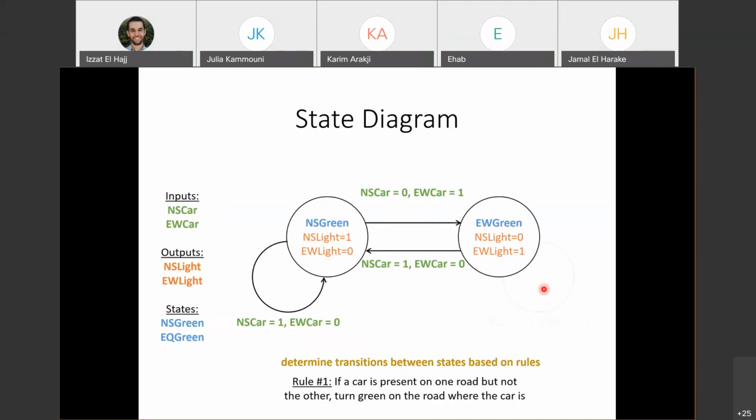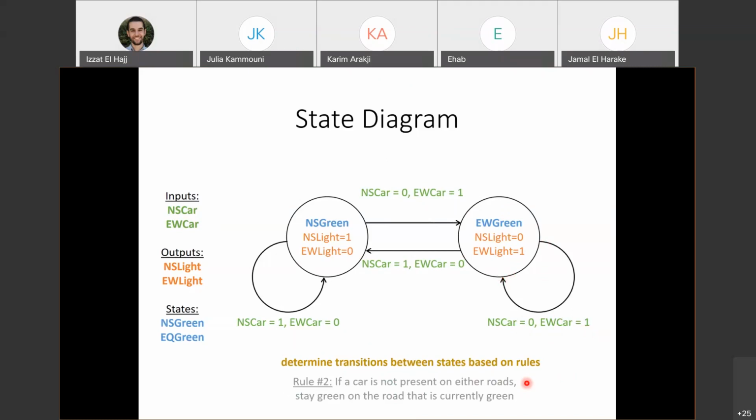Right, I stay, exactly. So I'm going to transition and stay on this state over here. And this is when NS car is 0 and EW car is 1. All right, great. So now what we've done is we've applied rule number 1. Now let's go and apply rule number 2.